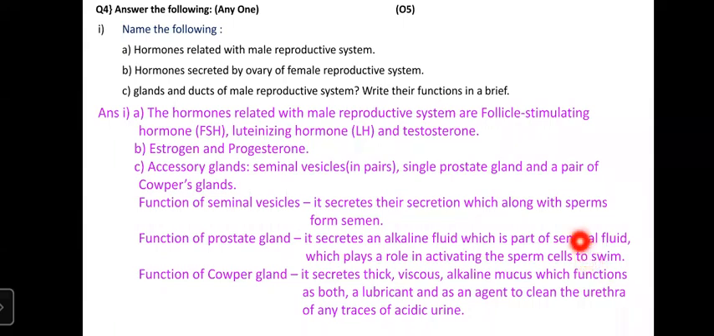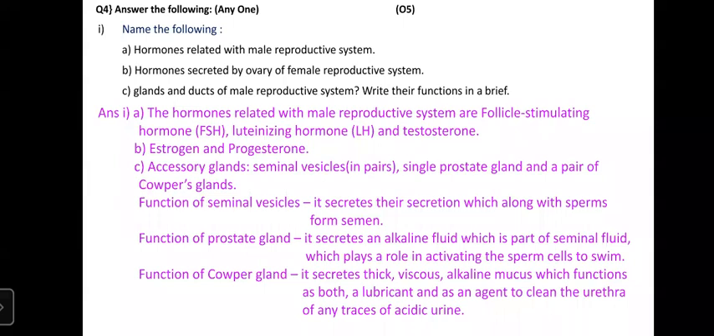Got it? So these are the 3 parts of the same question, A, B, C, and their respective answers, A, B, C. If you write this answer, you will get 5 marks. This was your question number 1 of question number 4.